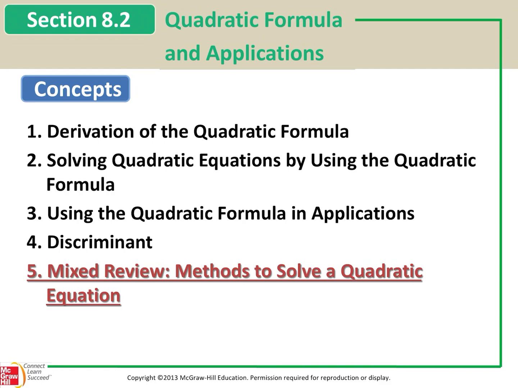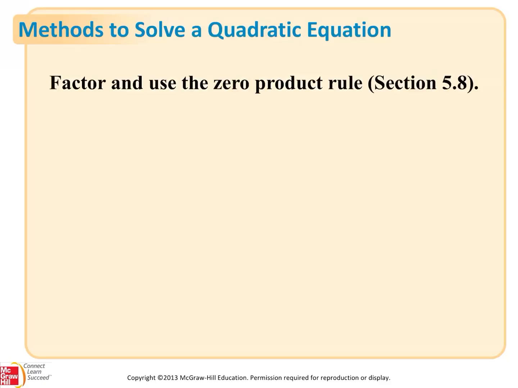And pause the video if you need to, and just try doing it. And you can do it any of the ways. I'll probably give you a heads up as to which way might work the best. But okay, so the first way that we learned was by factoring. So you factor it and you use the zero product rule. And we did this back in 5.8, right?